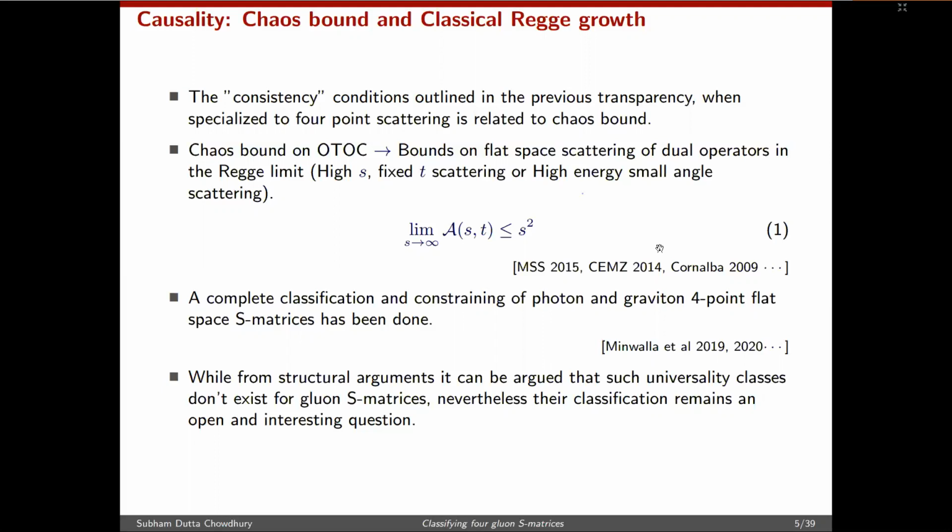No. So the OTOC bound is independent of the spin of the external particle. Okay, maybe we can discuss this later. But I thought from the slide that from the OTOC bound you get this. I get this, but the OTOC is for scalar particles. Actually, one doesn't know a priori, if you have spinning particles, how the bound might be modified. So that is why this classical Regge growth was a conjecture.